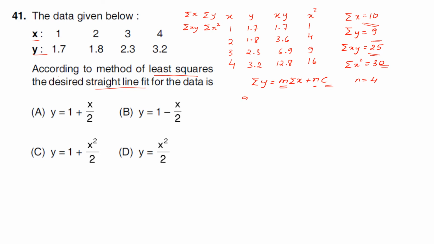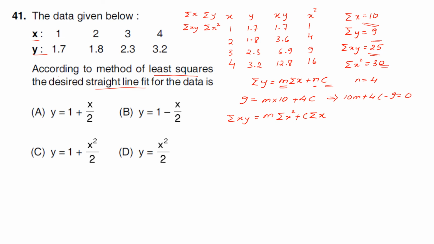Summation y, which is 9, is equal to m into summation x, which is 10, plus number of trials 4 into c. The equation is 10m plus 4c minus 9 is equal to 0. Then summation xy is given by m summation x square plus c summation x.